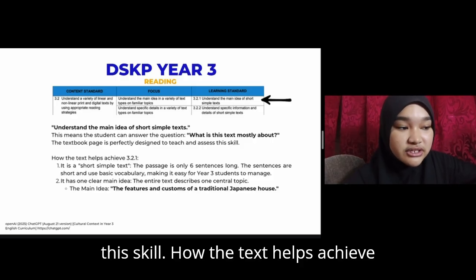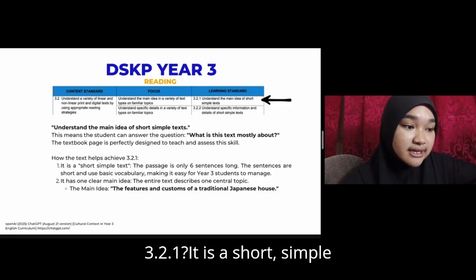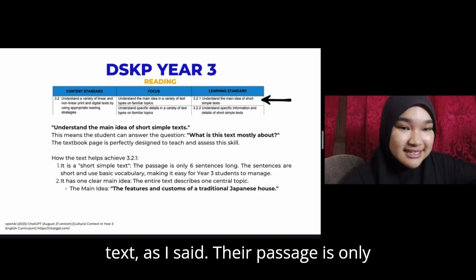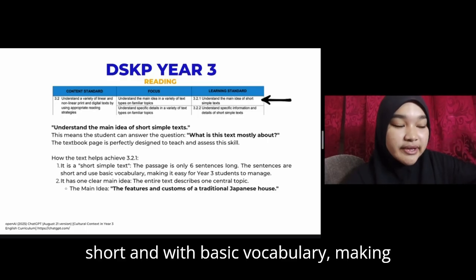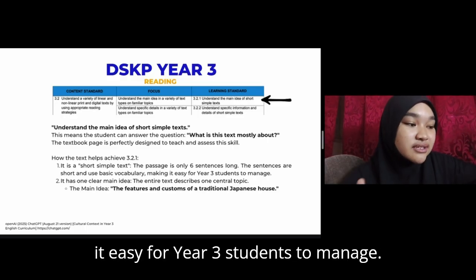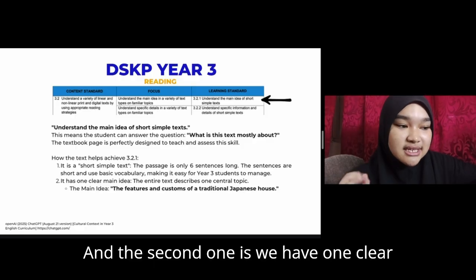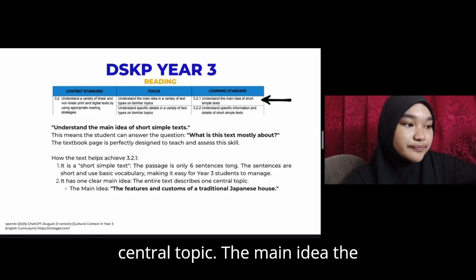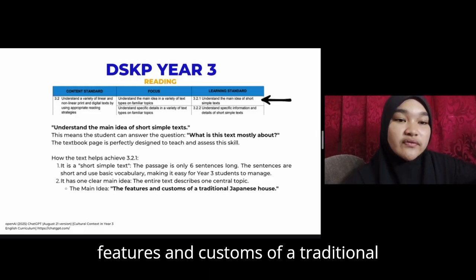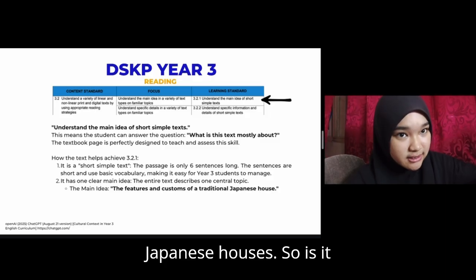How does the text help achieve 3.2.1? It is a short, simple text, as I said. The passage is only 6 sentences long. The sentences are short and use basic vocabulary, making it easy for Year 3 students to manage. And the second one is it has one clear main idea. The entire text describes one central topic, the main idea: the features and customs of traditional Japanese houses.